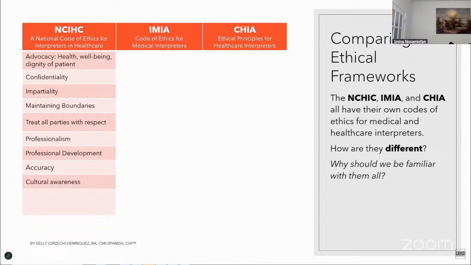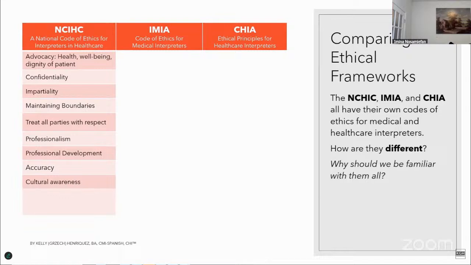It is faithfulness to the message. So making sure that you're interpreting everything accurately and completely. And respect for culture, which I think is pretty self-explanatory. So the 9 ethical principles as outlined by the NCIHC are, in no particular order, advocacy. Advocacy tells us when we can advocate for a patient. So it's when their health, well-being, or dignity is at risk.